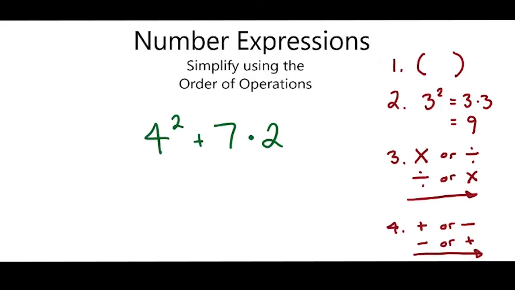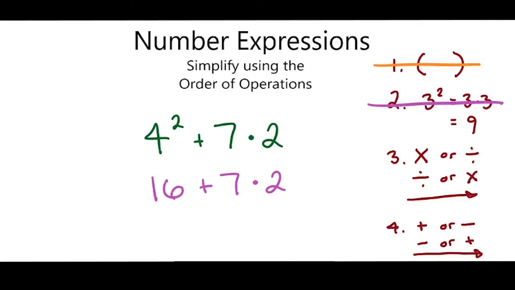So here I have the number expression 4 raised to the second power plus 7 times 2. Well, I look to see there are no parentheses, so I can skip the first step. Next, I have exponents. Are there any exponents here? Yes. I have 4 to the second power. 4 to the second power, that's 16. And now I'll rewrite the rest of the problem. All right, no more exponents.